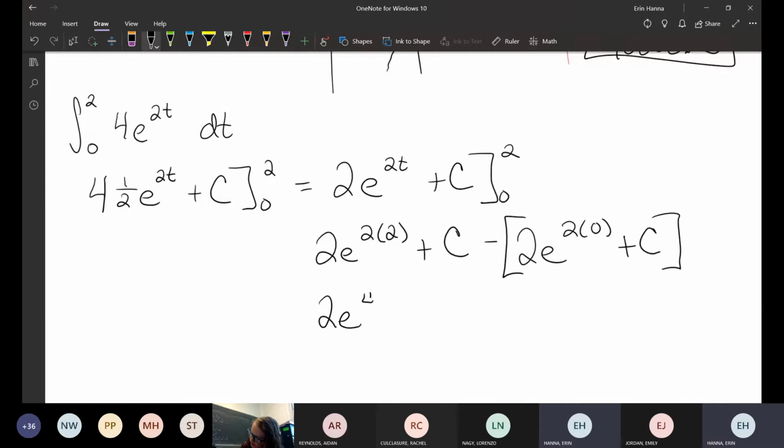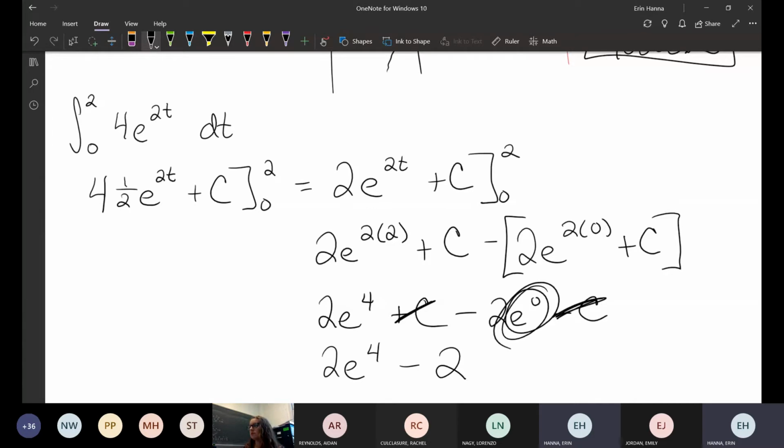So 2e to the 4 plus c minus 2e to the 0 minus c, because we have to distribute the negative. C's always cancel each other out. You get 2e to the 4th minus 2. E to the 0 is 1. Anything to the 0th power is 1. So in terms of Wiley, this is what they would want.